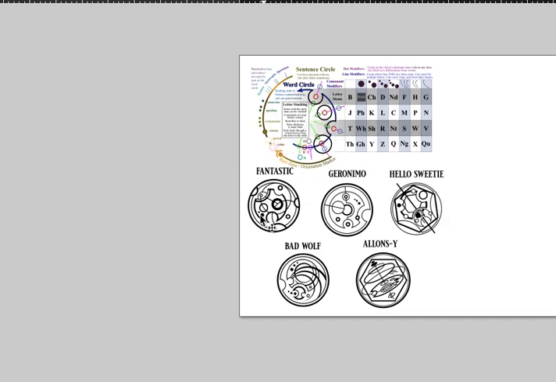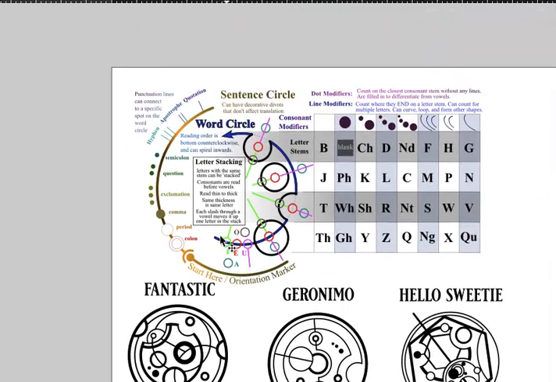Anyway, so here we have our script key, and this shows that a word circle is read starting at the bottom and then going counterclockwise like a time traveler going back in time. And letters are made by combining these different letter stems with different modifiers. We have dot modifiers and we have line modifiers.